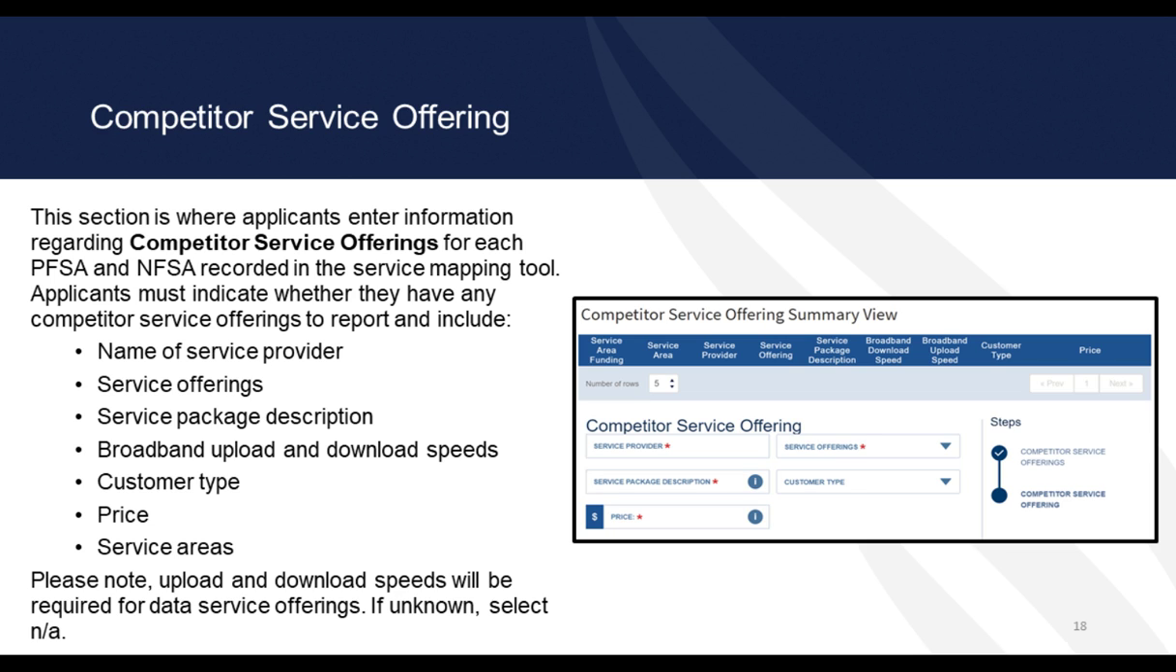Please note, upload and download speeds will be required for data service offerings. If unknown, please select NA. Please repeat this section as necessary to input all competitor service offerings.